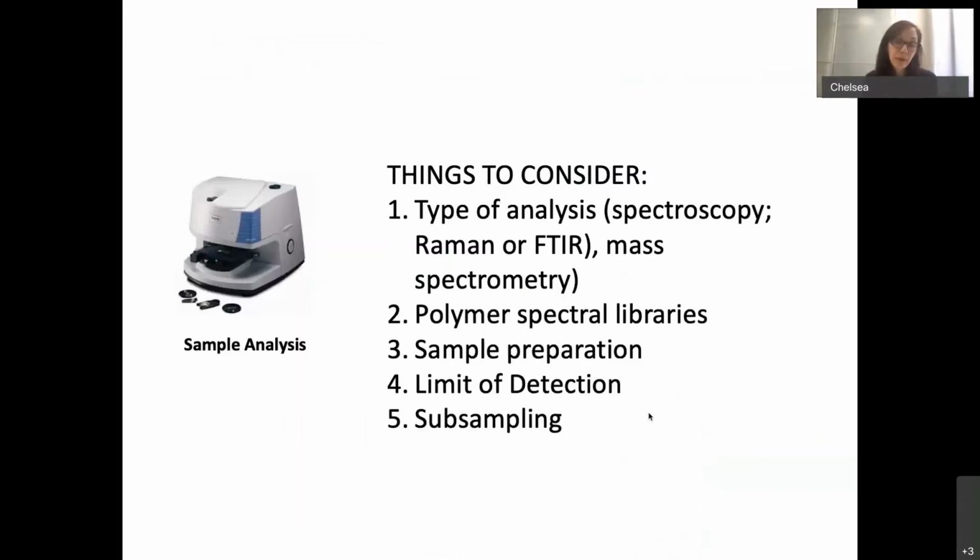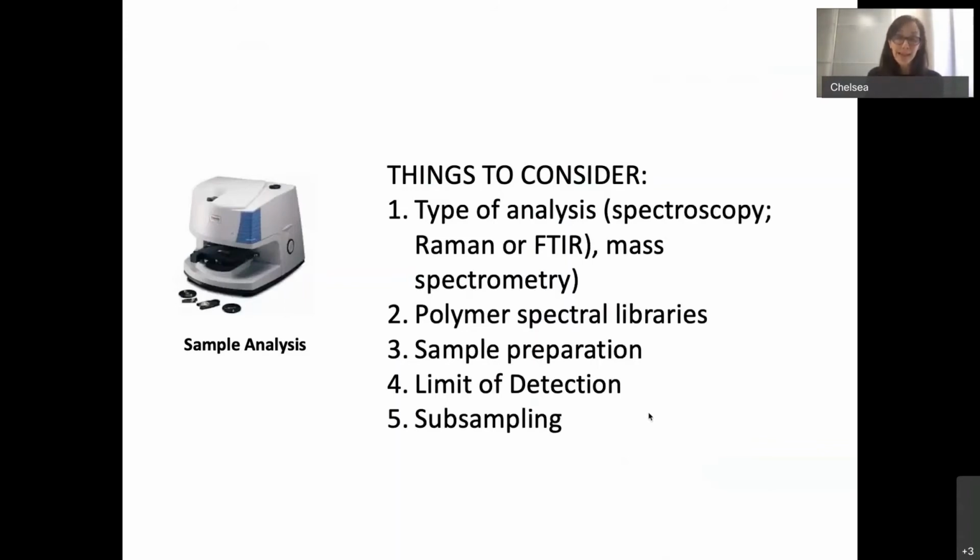Will it be a spectroscopy using Raman or FTIR, or will it be mass spectrometry? Are you actually interested in the mass concentration of each different polymer type, or are you interested in the type of chemicals? And of course, mass spec can also be used particle by particle and sometimes does well with complex particles like tire dust. What polymer spectral libraries will you use? What's available in your library will help you better pin down the types of contaminants or microplastics in your sample.